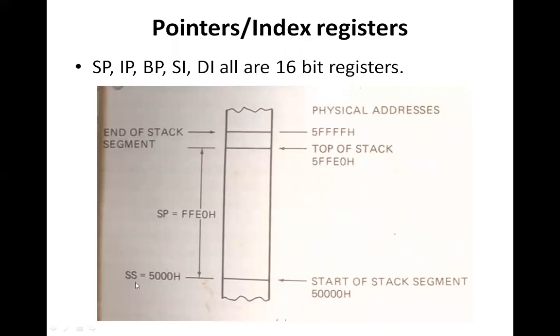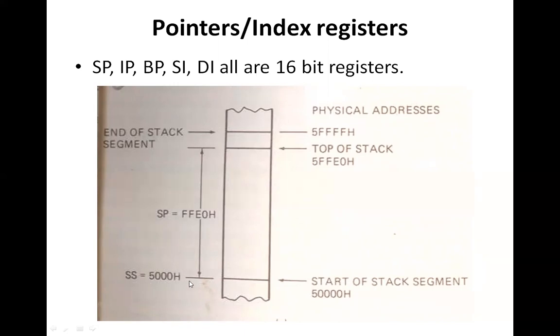As I told you earlier, whatever the content of a segment register is, it always signifies the start of that segment. If the stack segment register contains 5000, it means from 50000 to 5FFFF will be the physical addresses of the stack segment of the memory. And out of this 64 kilobytes of memory, which address we want to fetch for reading or writing is given by the stack pointer.